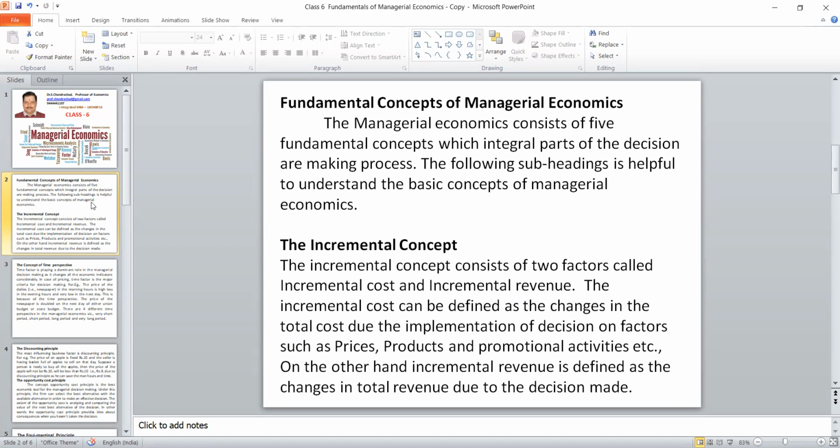First, we will start with the incremental concept. Here there are two divisions. One is called incremental revenue, and the second one is incremental cost. Incremental cost is nothing but the change in the total cost due to implementation of a certain decision. If there is a change in price, or a product promotion or sales promotion activity, and you take some decision in these things, there will be a change in cost. That particular cost is the deciding factor whether to implement the decision or not. So this is called the incremental concept.